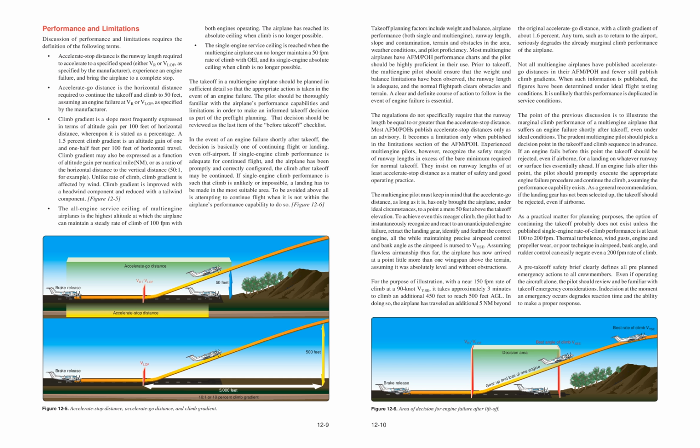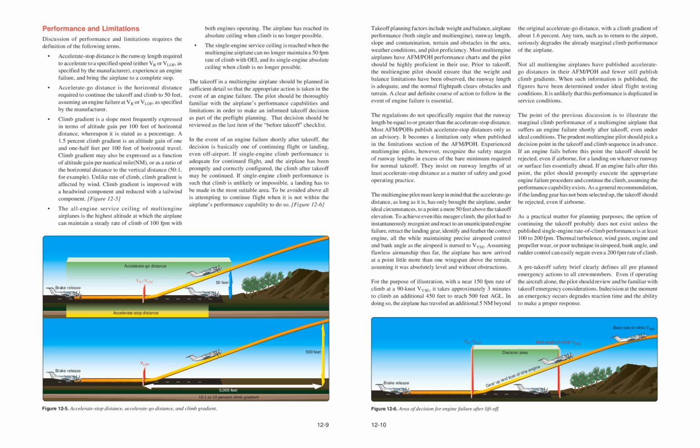Figure 12-5. The all-engine service ceiling of multi-engine airplanes is the highest altitude at which the airplane can maintain a steady rate of climb of 100 fpm with both engines operating. The airplane has reached its absolute ceiling when climb is no longer possible. The single-engine service ceiling is reached when the multi-engine airplane can no longer maintain a 50 fpm rate of climb with one engine operating, and its single-engine absolute ceiling when climb is no longer possible.